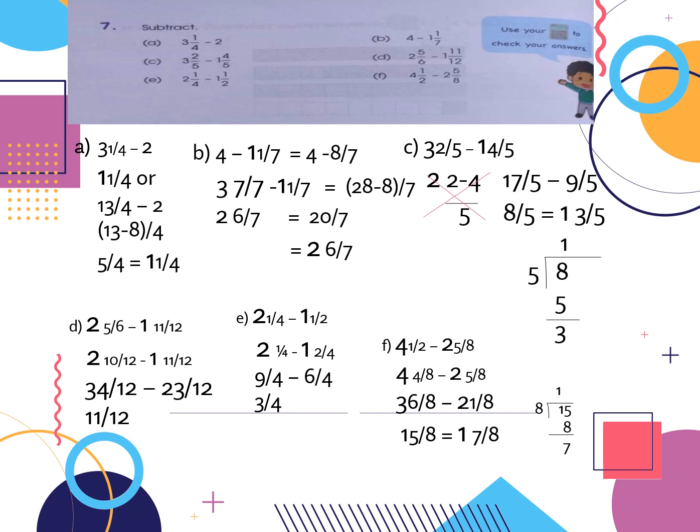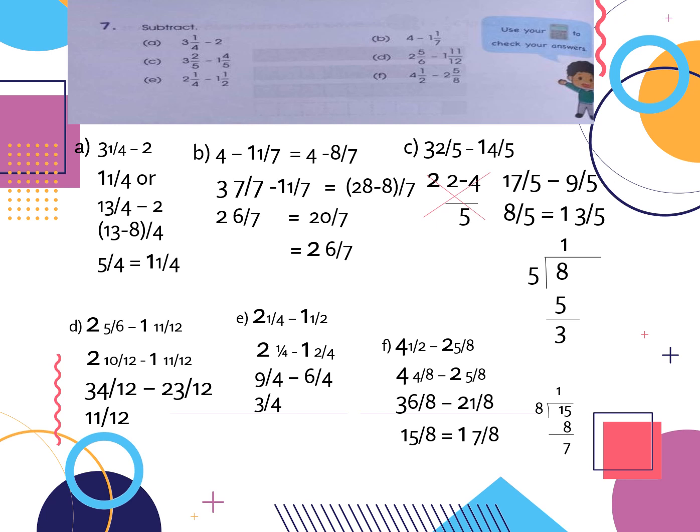In part E, we have 2 whole number 1 over 4 minus 1 whole number 1 over 2. Again, first we are going to make the denominators the same, for which we are going to multiply and divide 1 over 2 by 2. So we have 2 over 4. Now we have the equation 2 whole number 1 over 4 minus 1 whole number 2 over 4.